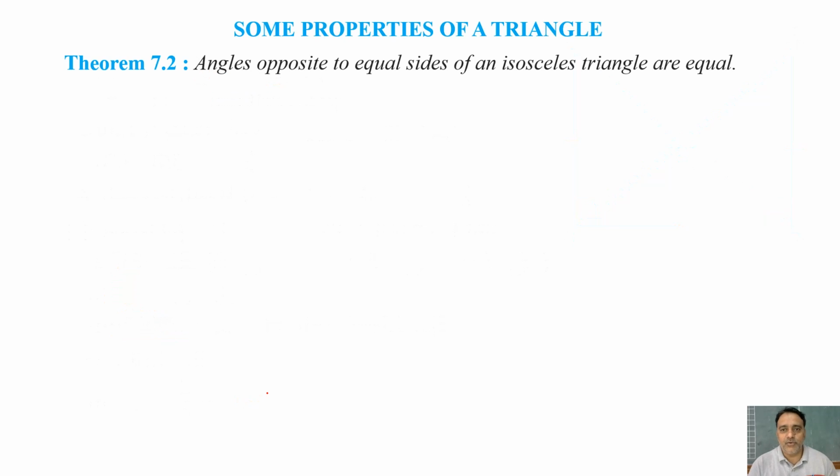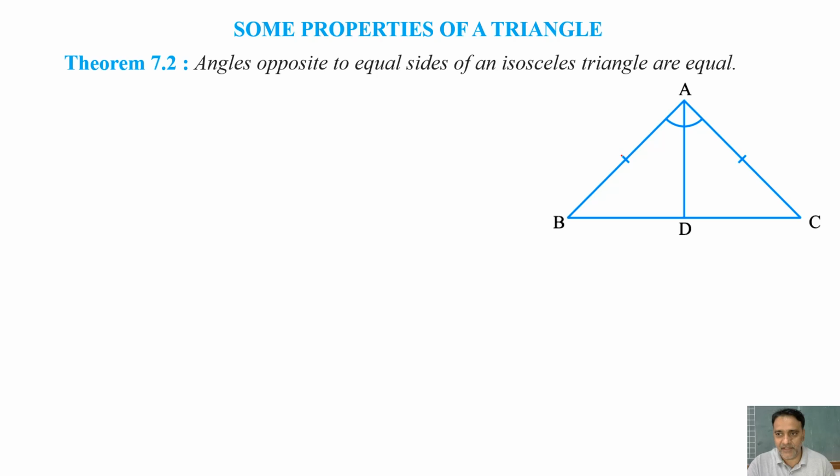So now we are moving towards some properties of a triangle. We'll start with the second theorem. Angles opposite to equal sides of an isosceles triangle are equal. So first of all, in this triangle, AB is equal to AC is given, and we have to show that angle B is equal to angle C. ये प्रूफ करना है हम लोग को.